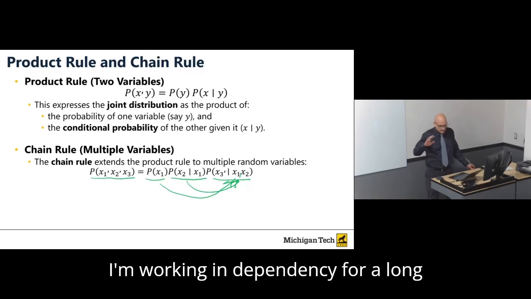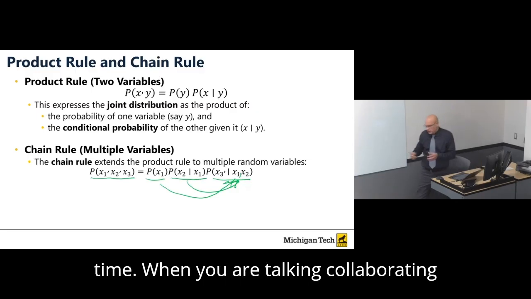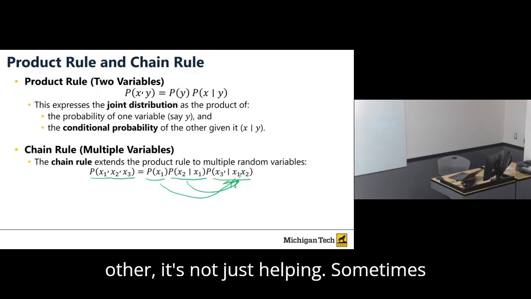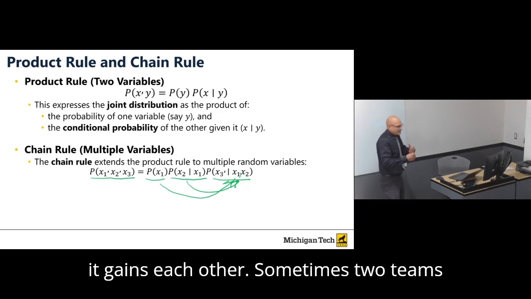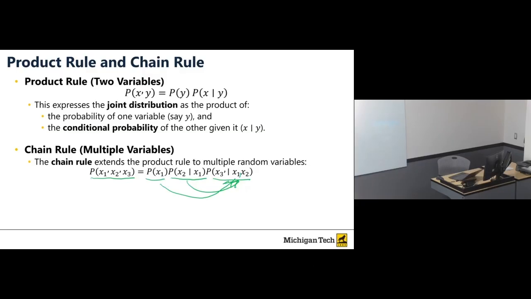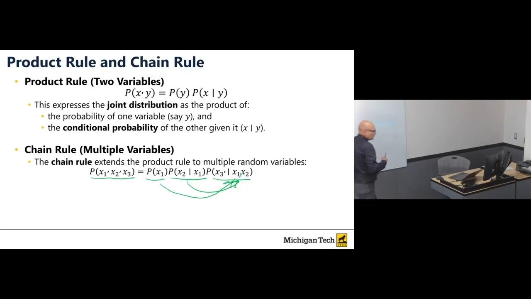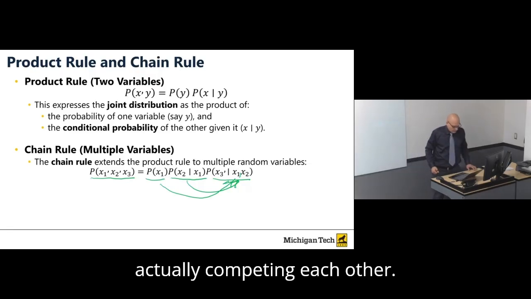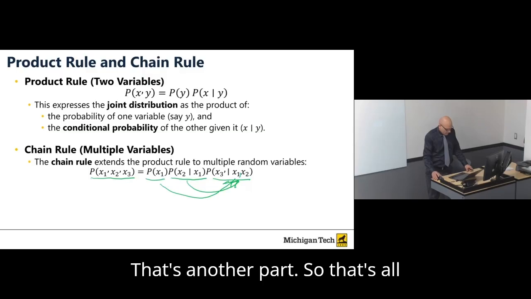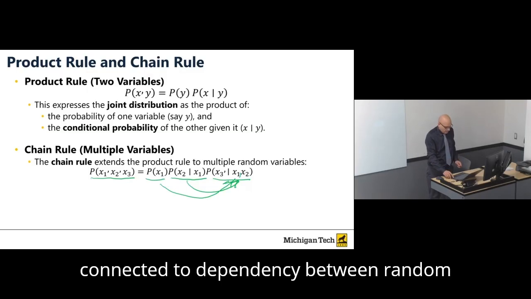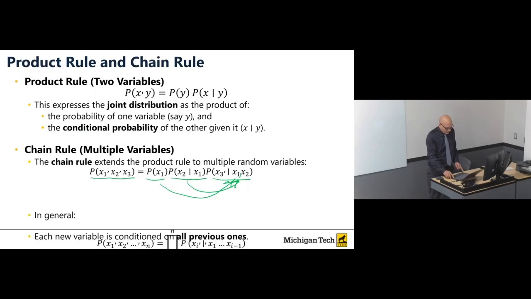I'm working on dependency for a long time. When you are talking about collaborating systems, when they are helping each other, it's not just helping; sometimes they are against each other. Sometimes two teams are fighting with each other. It's not always helping. Sometimes they are actually competing with each other. That's another part. So that's all connected to dependency between random variables. They are all random variables.